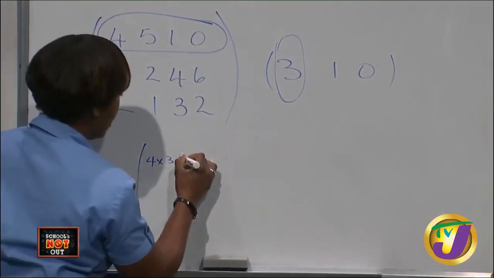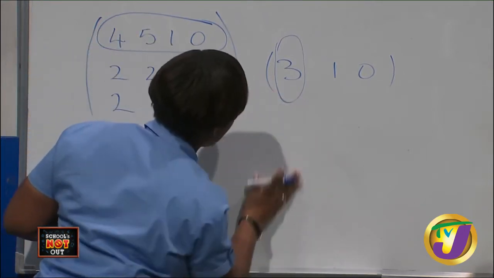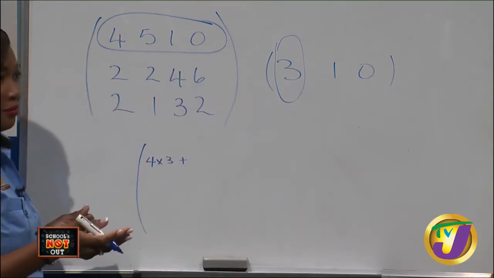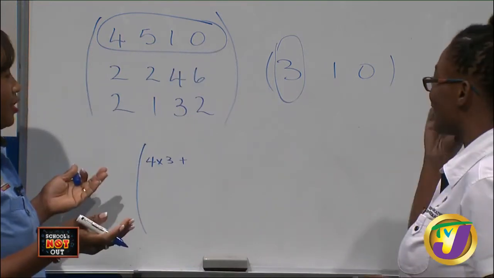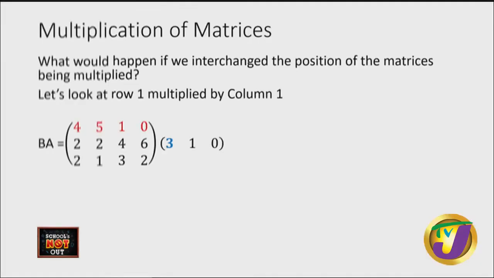Right? Yes. And then I have a 5 here. Yes. 5 multiplied by... Oops. Where's the rest of my column? We don't have enough elements. So what do I do? We have a problem. This can't work. Can't work at all.